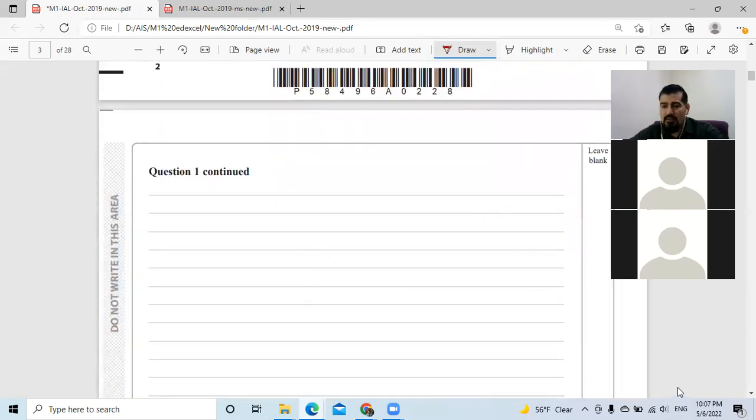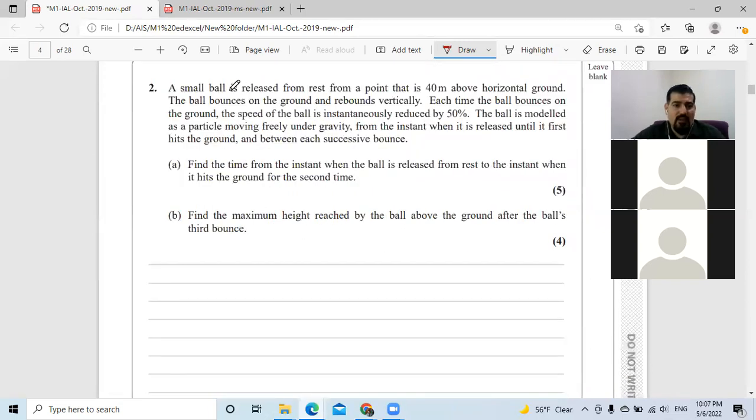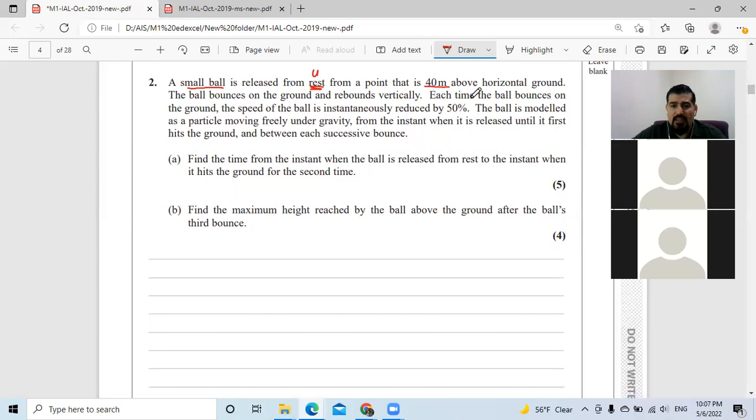Let's go to question number 2 here. What do we have? A small ball is released from rest. The initial speed is 0, from a point which is 40 meters above the horizontal ground. The ball bounces on the ground and rebounds vertically. Each time the ball bounces from the ground, the speed of the ball is instantaneously reduced by 50%. So half the velocity of impact will be the initial velocity of the bounce.